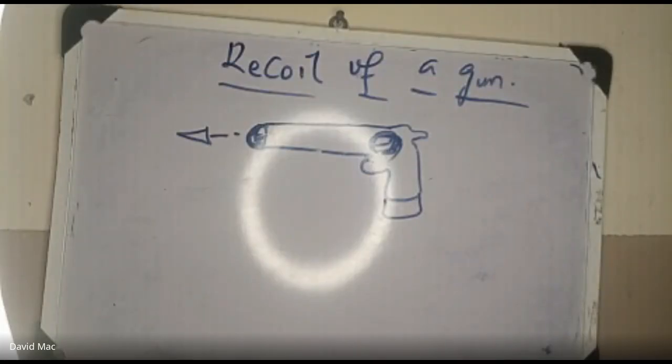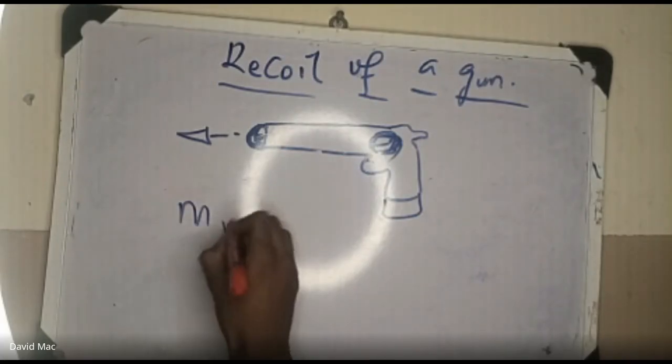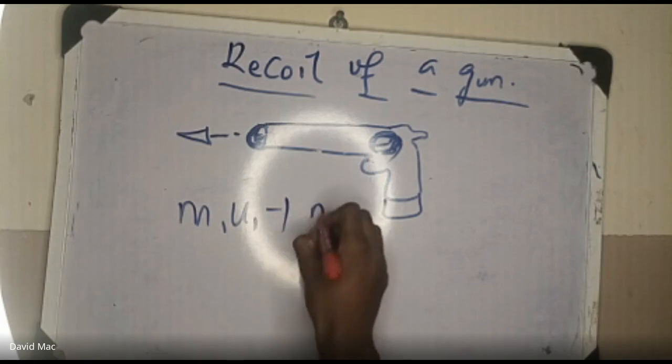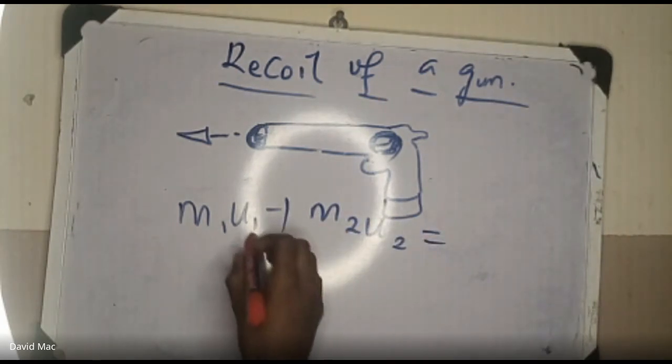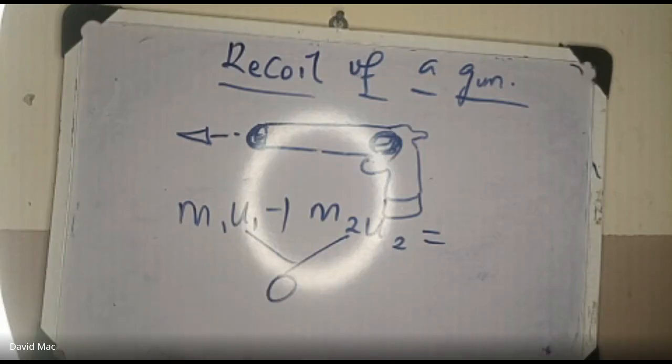Of the bullet. So if you want to apply what they are saying here, M1U1 plus M2U2 is equal to what? All of them gives you 0 in all cases. That is why I say recoil of a gun is different from the one we have been solving. That one is when two bodies collide. This one is about recoil of a gun. So M1U1 is 0.